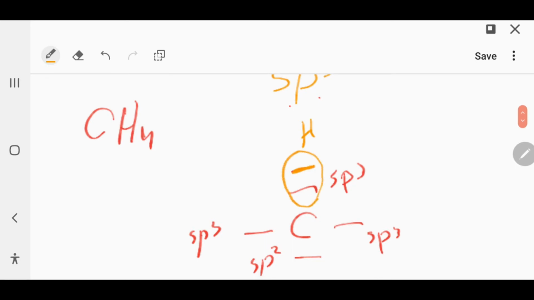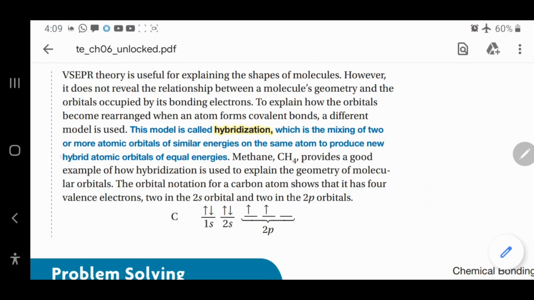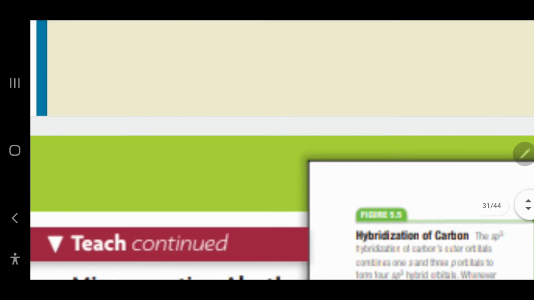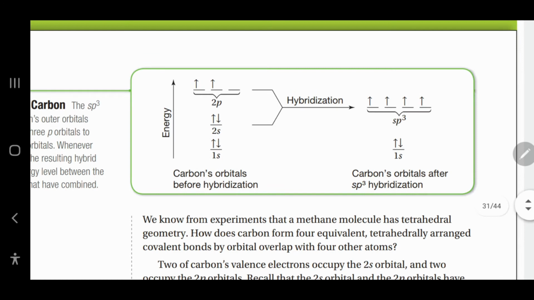So as we said before, this is the mixing of 2 or more atomic orbitals, which are the s and the 3 p's here. They will be mixed together to produce new hybrid atomic orbitals of equal energies. So instead of having 2s and 2p, we will have 4 orbitals of the same type, which is sp3. As you can see, the 2s merged with the 2p to form 4 orbitals with the same energy. It is higher than the s energy but less than the p energy, forming 4 sp3 orbitals of the same energy.